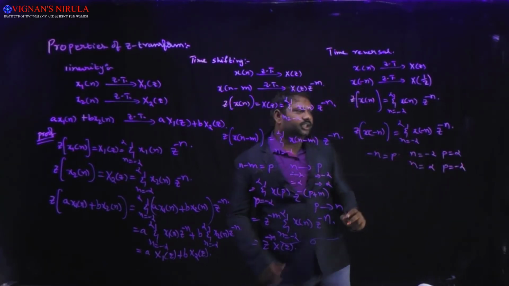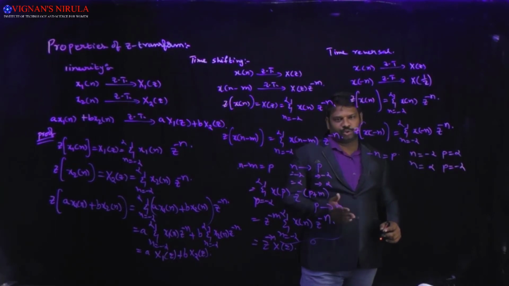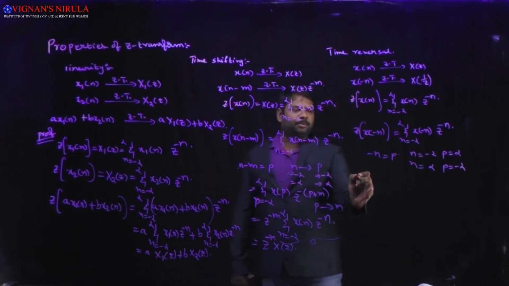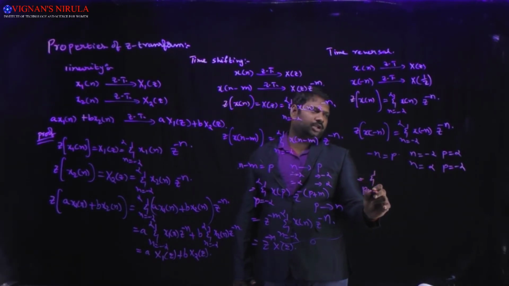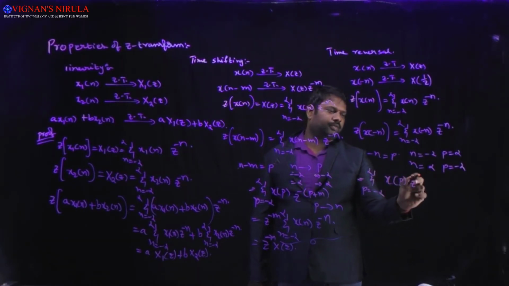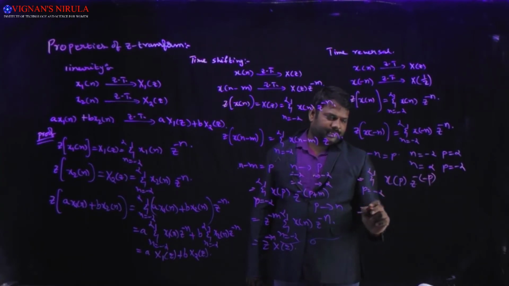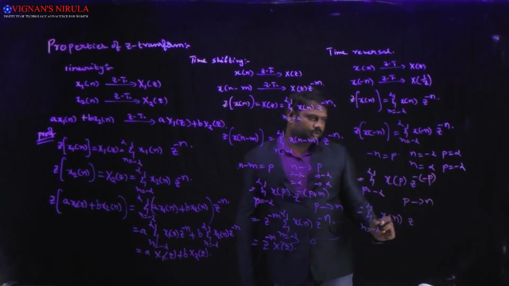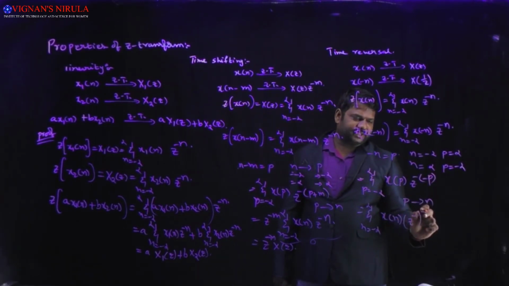We thought that the integral limits will be changed, but this was a summation, no? We can add up from minus infinity to infinity as well as from infinity to minus infinity. We'll get the same result. That's why the summation limits will not be changed. It is like this: x of p only, z power minus of minus, in place of n write p, then p is a dummy variable, replace it with respect to n. Summation n varies from minus infinity to infinity, x of n z inverse whole power minus n.